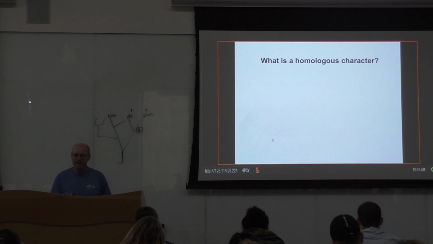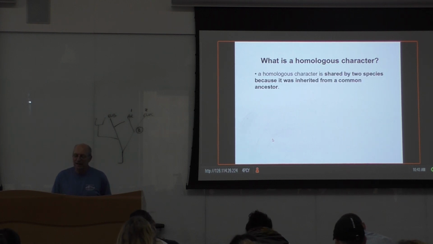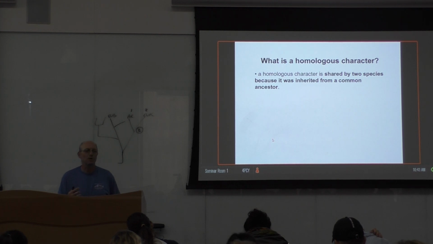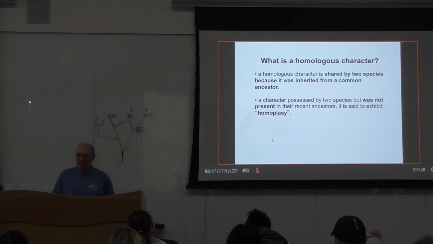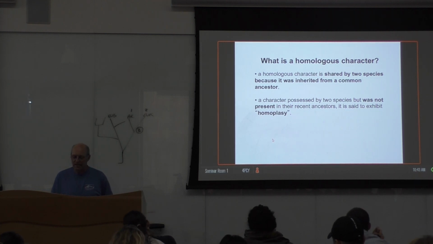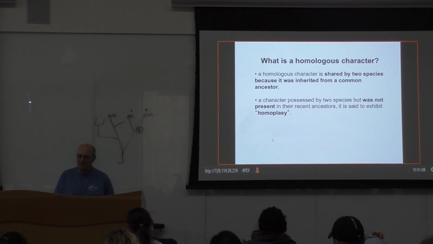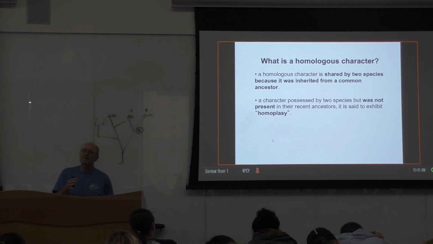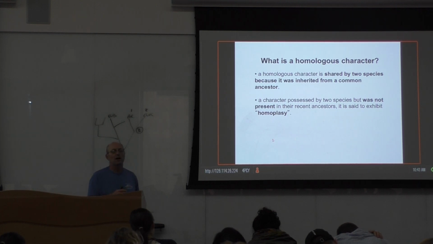What are homologous characters? They are shared by two species because it was inherited from a common ancestor. This is what would be called a synapomorphy. And it is not present in other ancestors. A character possessed by two species but was not present in their recent ancestors is said to exhibit homoplasy. And so now I'm going to explain what types of homoplasies there are.